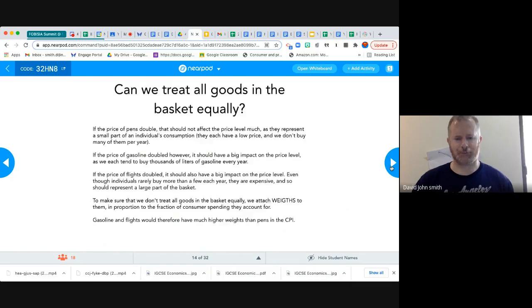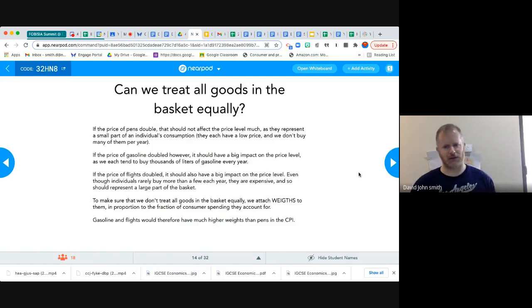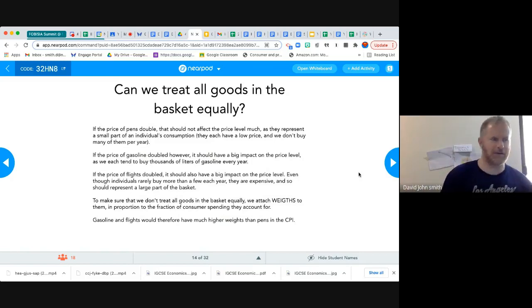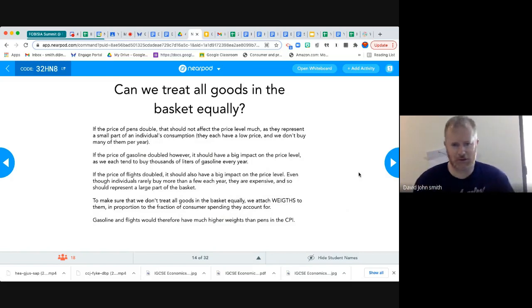So therefore, we can't treat all goods and services in the basket equally because they represent only a small part of your individual consumption. There are some products that you might buy regularly, like regular consumables, and there are other services or goods that you might buy once a year, or twice a year, or however often. So one of the things we're going to do is what's called weighting.